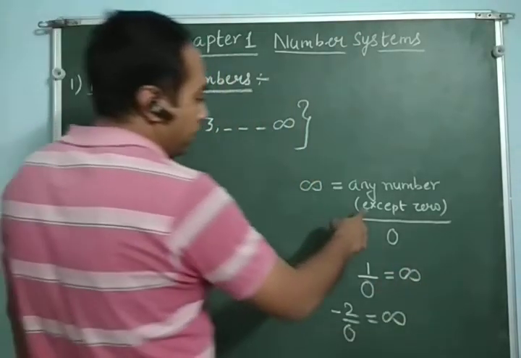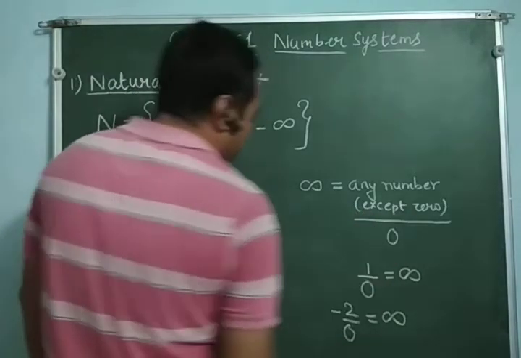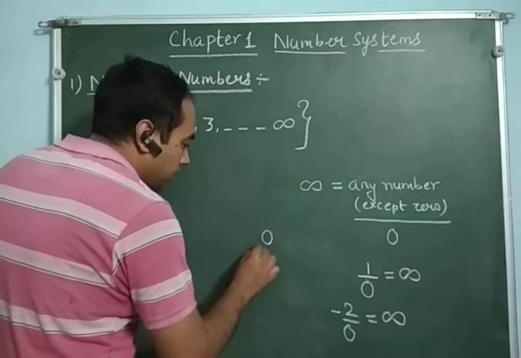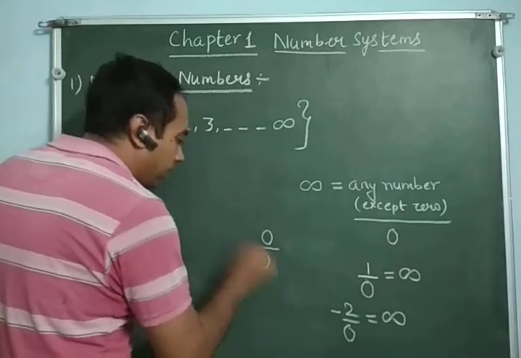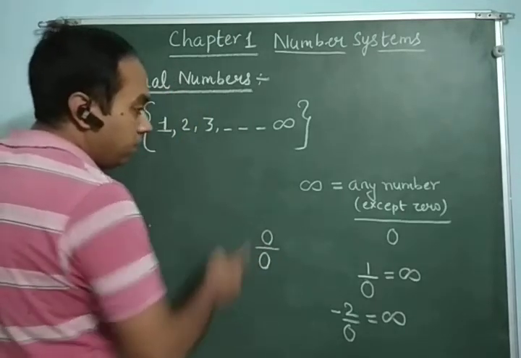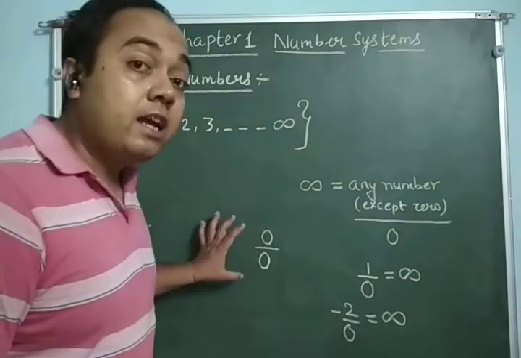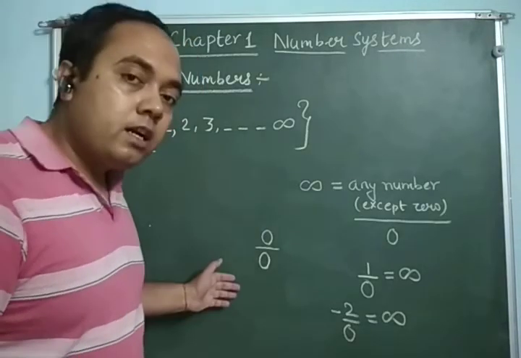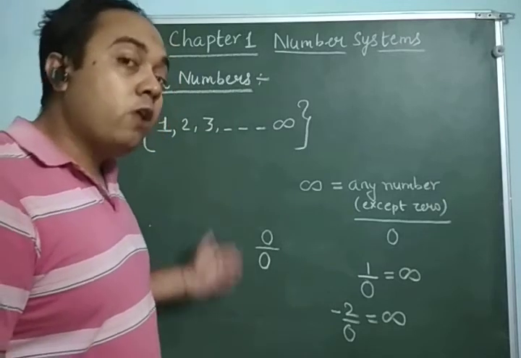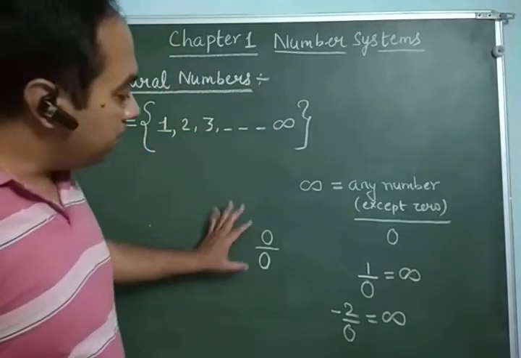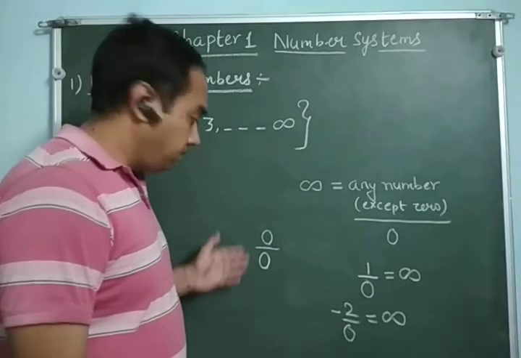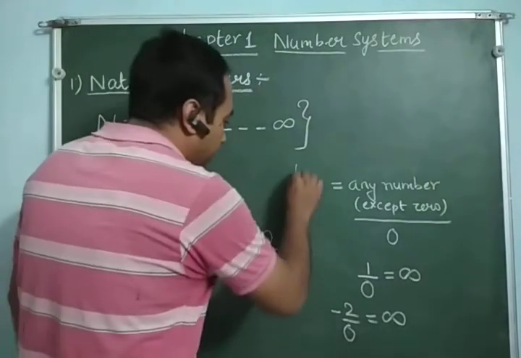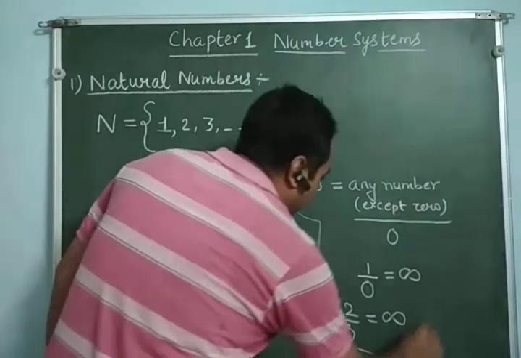Now why have I written this exception as 0? The reason is that if anyhow in the numerator you get 0 and in the denominator you already have a 0, then this 0 upon 0 will be called an indeterminate form. Once you get this indeterminate form, then you apply L'Hospital's rule. But the problem is that these things are higher classes syllabus. So right now we will concentrate only on this portion.